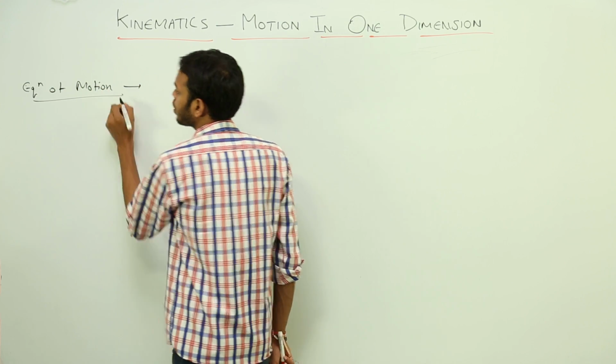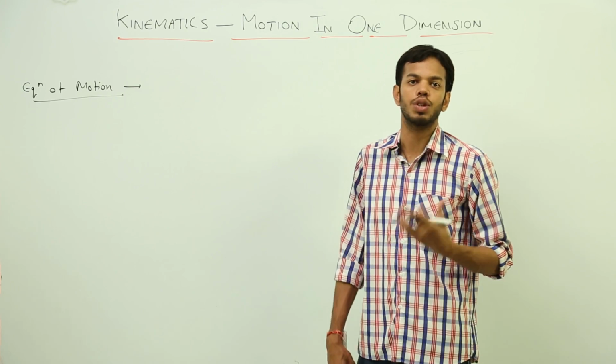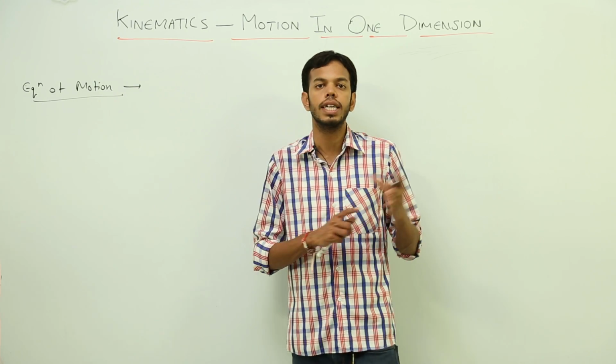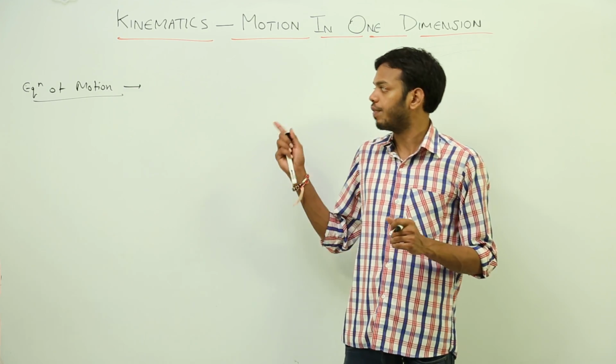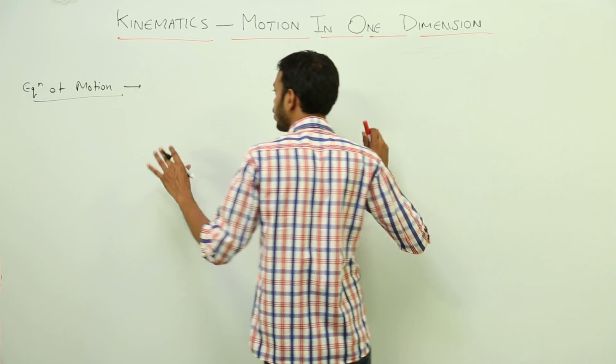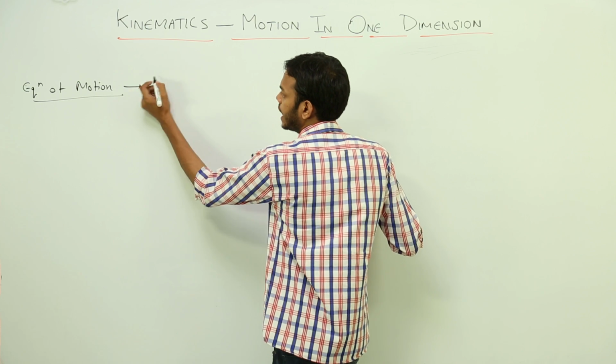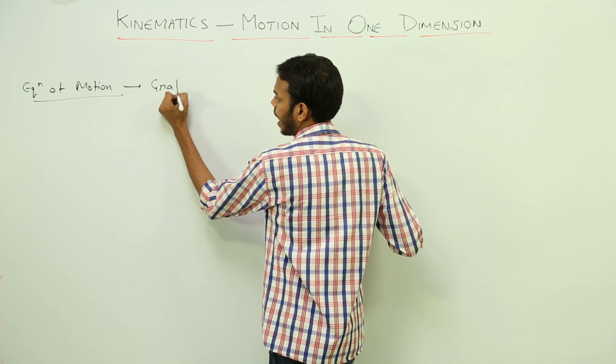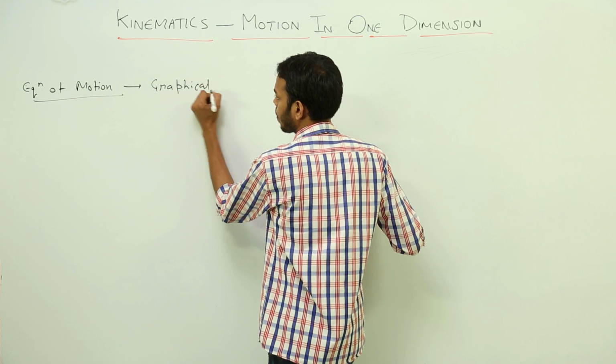There are three types of method by which you can derive these equations. One is the simple derivation using the definition, which we have done. The second one is the graphical method, and the third one is the differential method. So today we are going to cover the last two methods. First of all, this one is the graphical method.